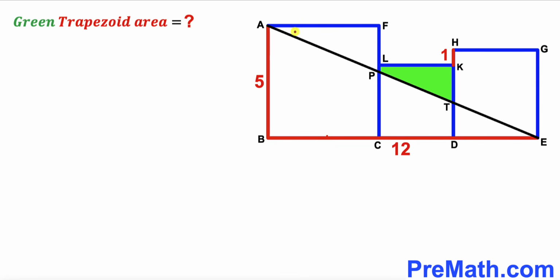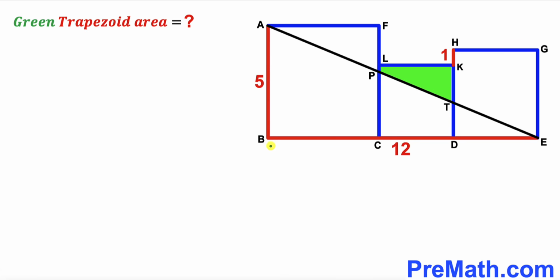Welcome to PreMath. In this video, we have this large square, the medium square, and finally this small square put together, as you can see in this given diagram, such that we have this diagonal segment AE, and as a result we end up with this green shaded trapezoid LKTP. And moreover, this side of this large square is 5 units.